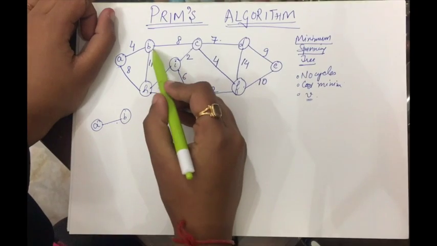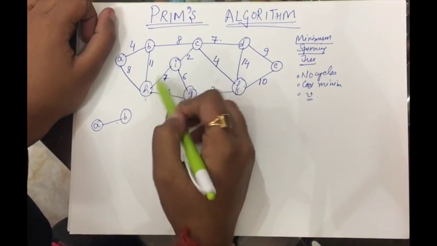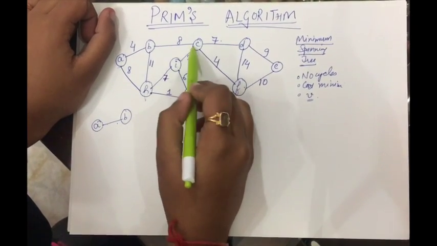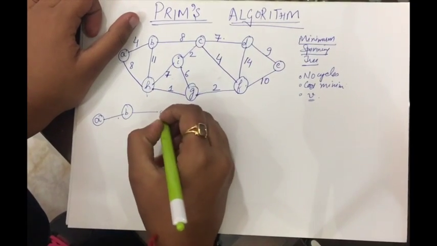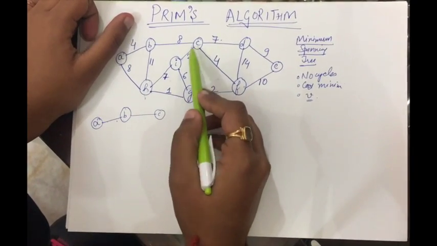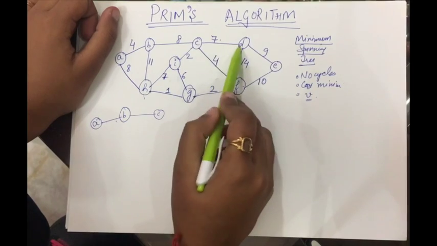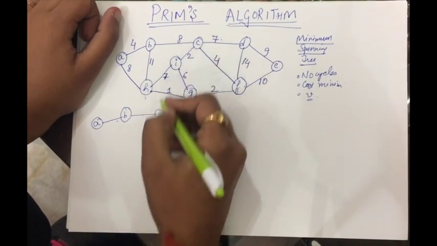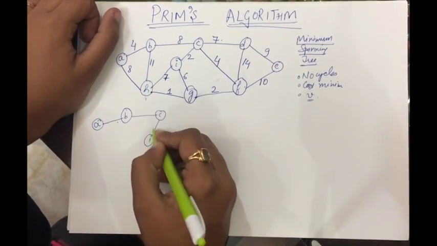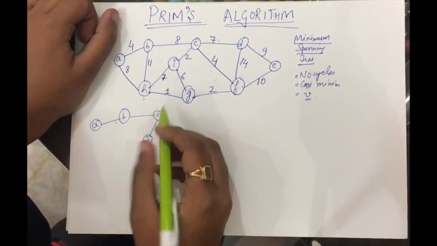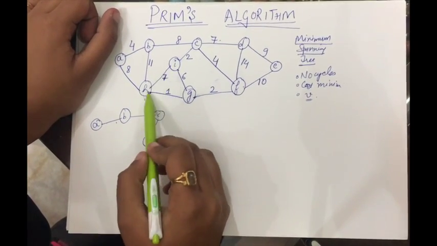Then from B I can go to C and H. But why do I go to C? Because I have a lower weight at C. So I go to C. From C I can go to I, F and D. Since I has the lowest weight with it, I go to I. Then from I I can go to H or G.